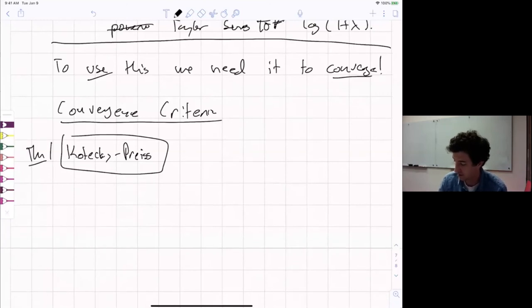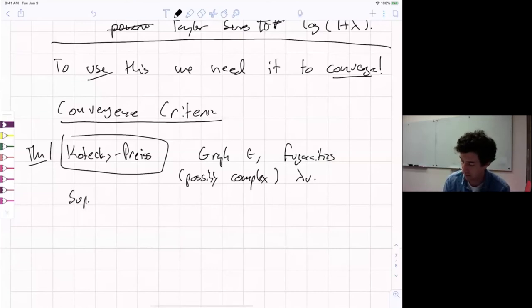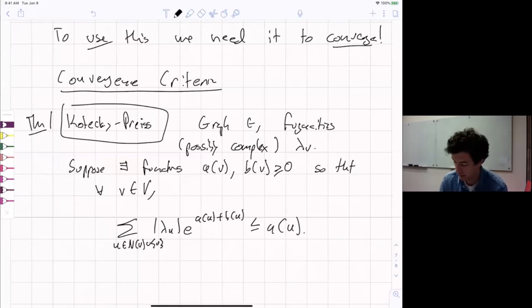Good, but here's the Kotecký–Preiss condition. So we have a graph G, fugacities, and I'll say possibly complex numbers. There's a whole reason you might be interested in complex variables lambda_v. Suppose there exist functions a of v, b of v, both positive, let's say b is non-negative, so that the following holds. For all vertices in the graph, if we sum over u in the neighborhood of v union v, the absolute value of lambda_u times e^(a(u) + b(u)) should be at most a(u). Okay, so this is the Kotecký–Preiss condition.